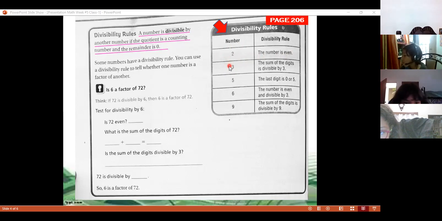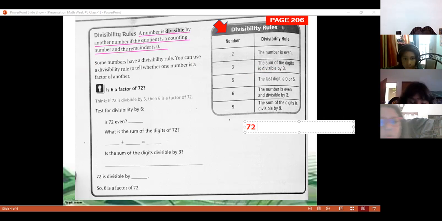Now, number 3. The divisibility rule says that the sum of the digits is divisible by 3. What it means is, we're going to practice, don't worry. The sum of the digits is divisible by 3. If we add, for example, numbers like, which number? I can tell you like 72, for example. Here using 72, if you add the digits 7 plus 2, what is the answer of 7 plus 2?